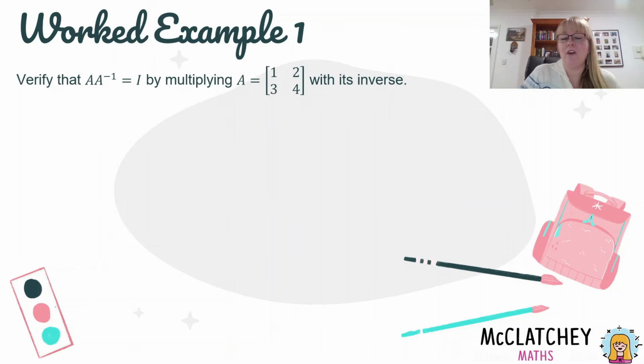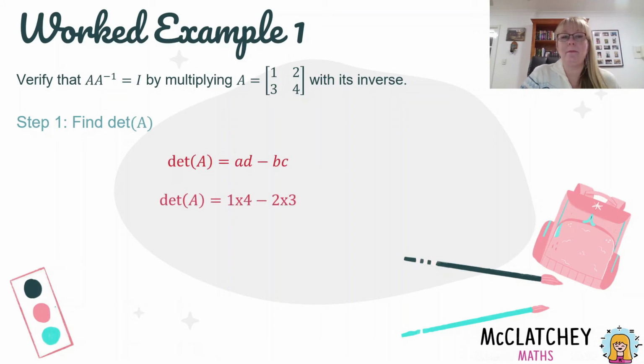So we're going to verify that actually happens, that we end up with an identity matrix by multiplying A by its inverse. So firstly we've got to find the determinant of A by using our determinant formula, AD minus BC. So we got 1 by 4, take away 2 by 3 gives us 4 take away 6, which is negative 2. So now we've found the determinant. Thank goodness it's not 0, otherwise we can't find the inverse.